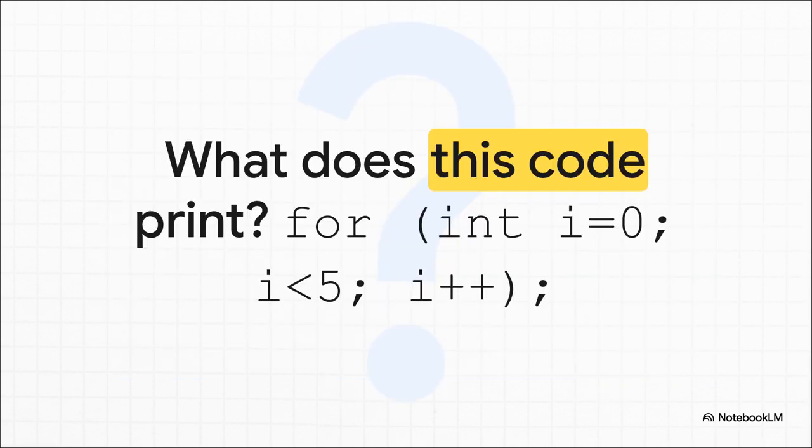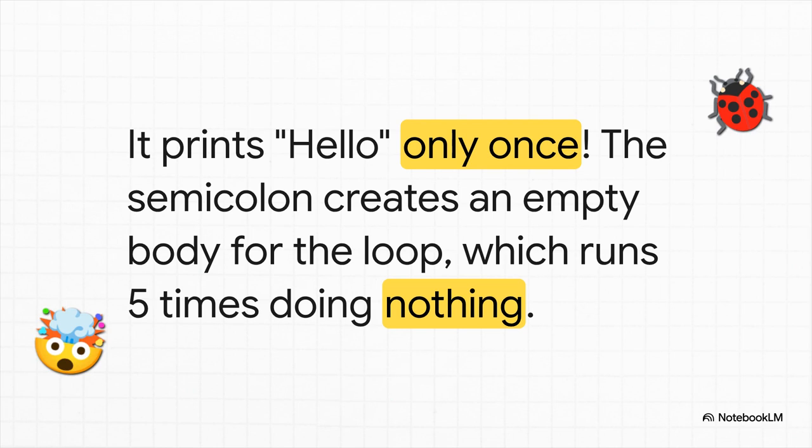It's a great pattern. Okay, time for a little pop quiz. This is a classic gotcha that trips up almost every new programmer at some point. Look really closely at this code. What do you think it prints? The obvious answer seems to be that it prints hello 5 times, right? Well, surprise! It only prints hello one single time.